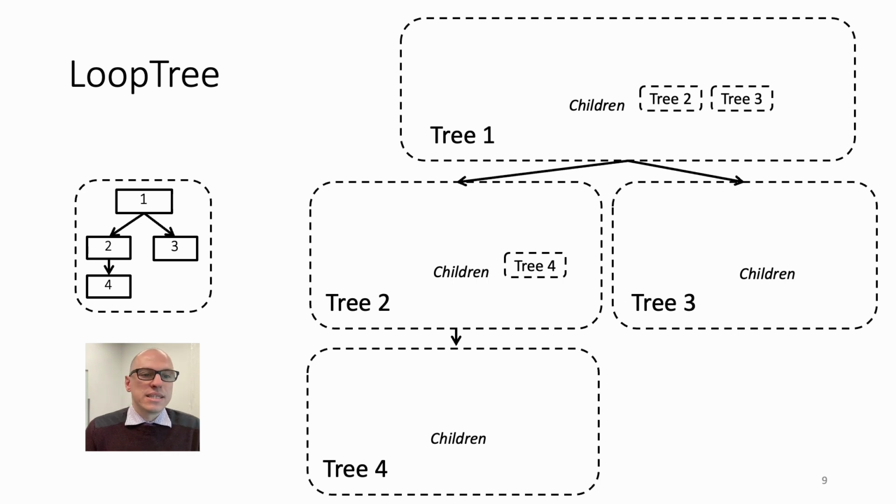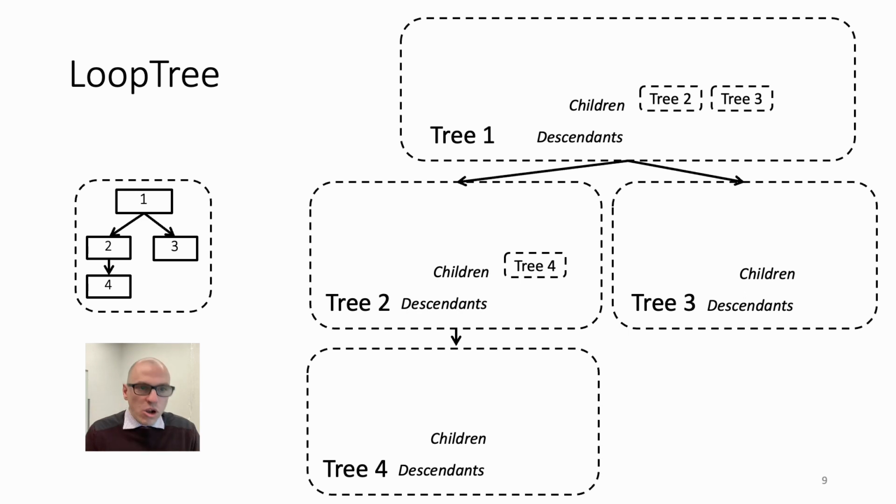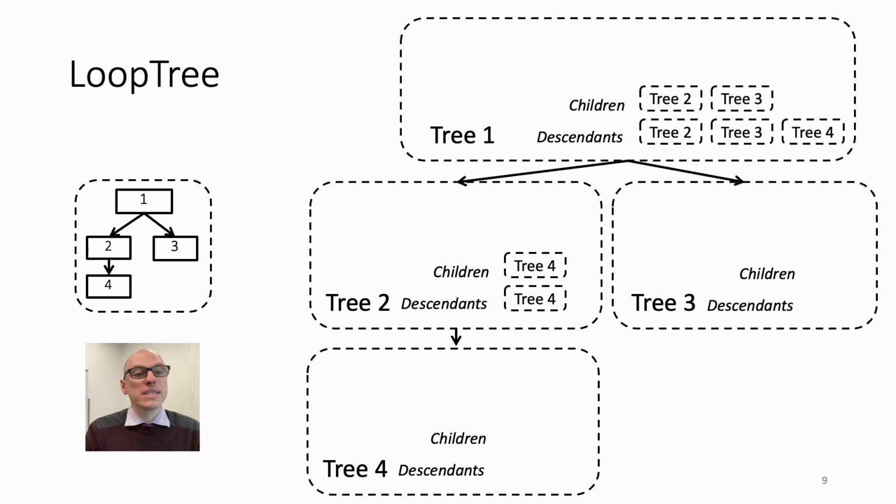Notice that tree 1 doesn't have tree 4 as a child, because tree 4 is a child of one of its children, tree 2 in particular. That's why in the LoopTree abstraction in NOELLE, we also have another concept called descendants. Descendants is the union of all the loops included in that tree. So in other words, the descendants of tree 1 are tree 2, tree 3, and tree 4. And the descendant of tree 2 is only tree 4. Tree 3 and tree 4 don't have any children or descendants, so they're empty.